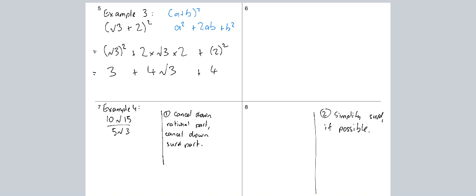Now we collect like terms. We've got two rational numbers here with no surd part. So 3 and 4 is 7. And then we've got a surd part here, 4 root 3. So it just needs to be tacked on to the end. So it's 7 plus 4 root 3.